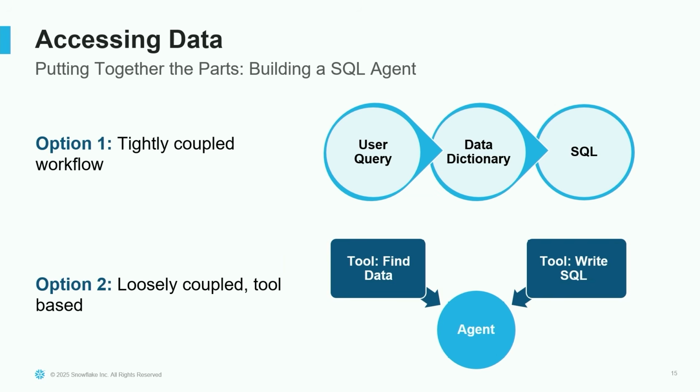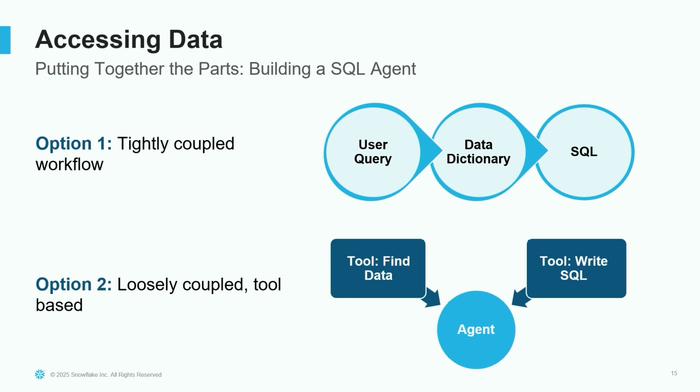All right, so we've done a lot. Let's take a step back and talk about what we've actually done. So what we've done here is we've built a SQL agent. We've built an AI tool that can take a user query. It can understand what data is in our Snowflake instance. It can write effective SQL. How do you put it together?